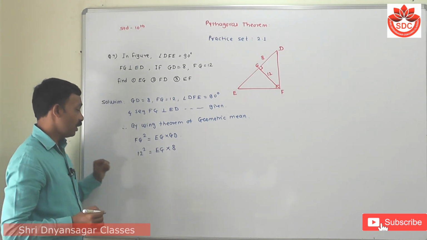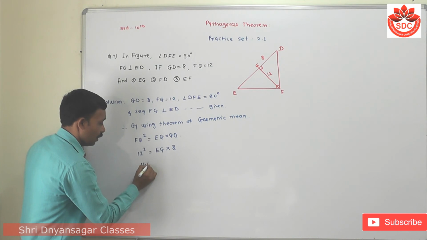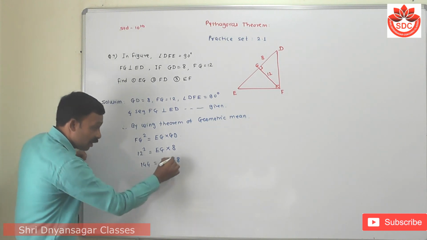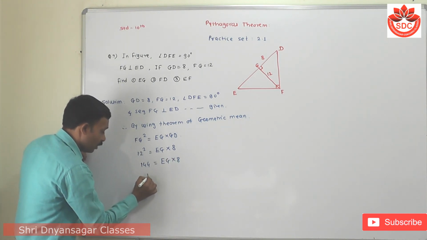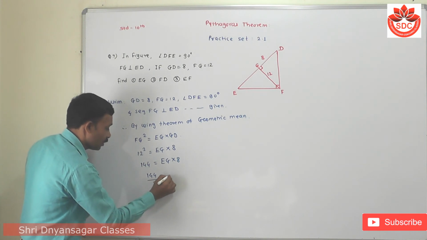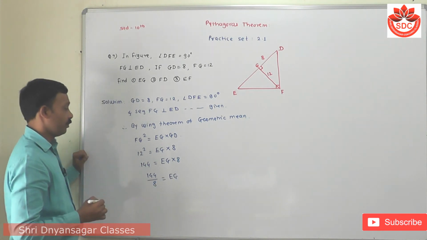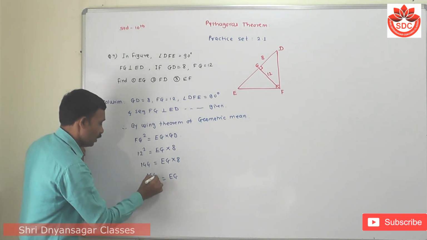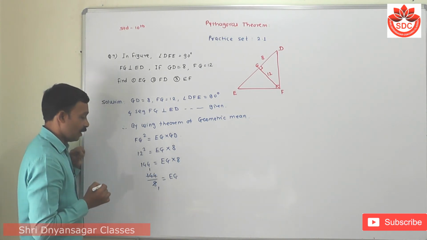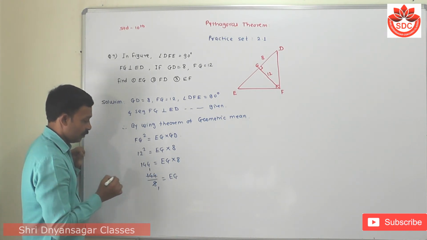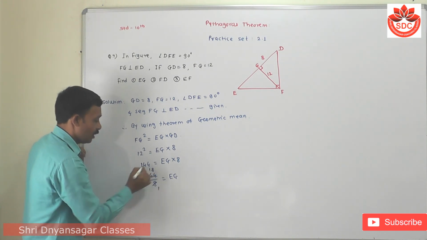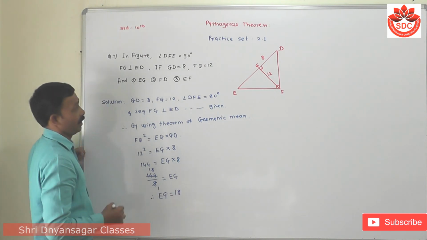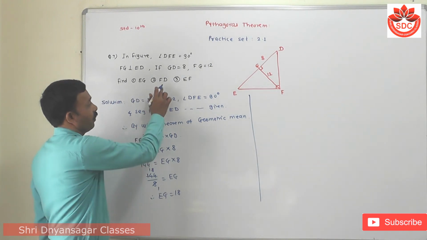All of you know that 12 square is 144, equal to EG into 8. Then transfer this 8 to the denominator, so 144 upon 8 is equal to EG. Then we divide this: 8 1s are 8, 8 1s are 8, carry 6, 64, 8 8s are 64. So EG is equal to 18. Then we find the value of FD.